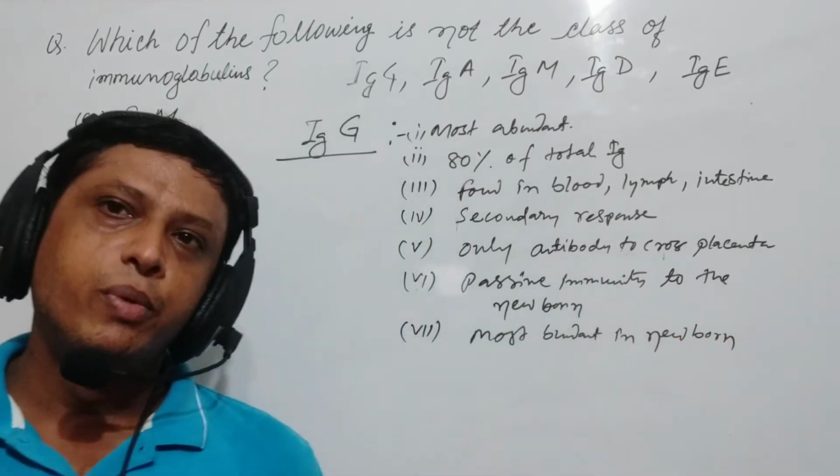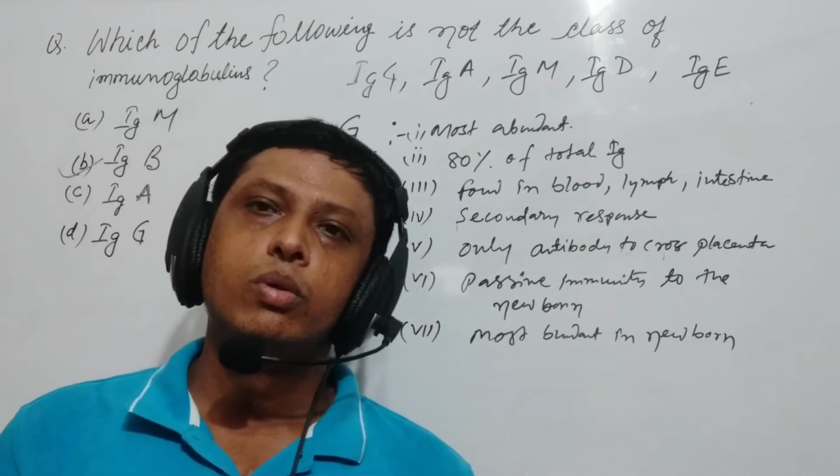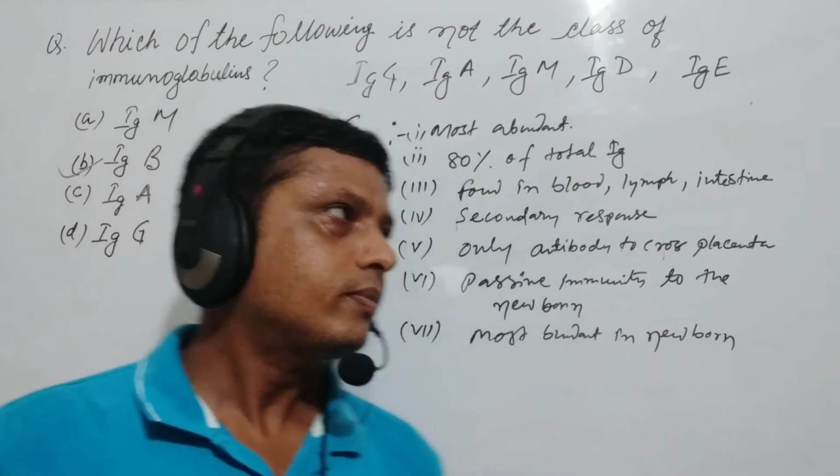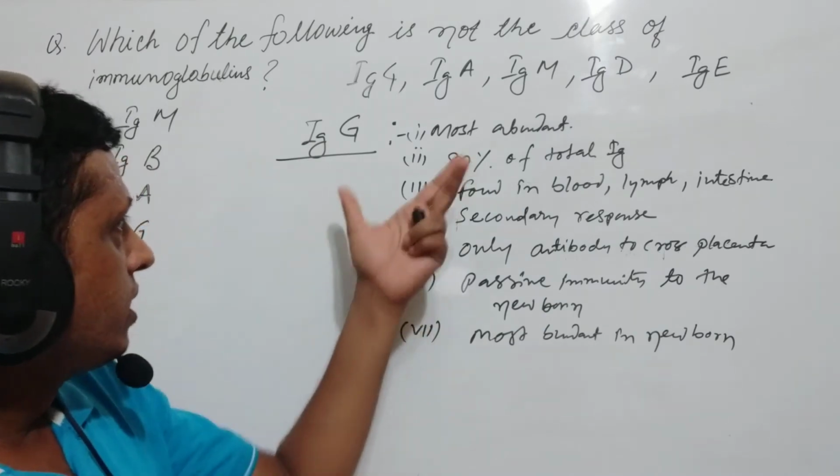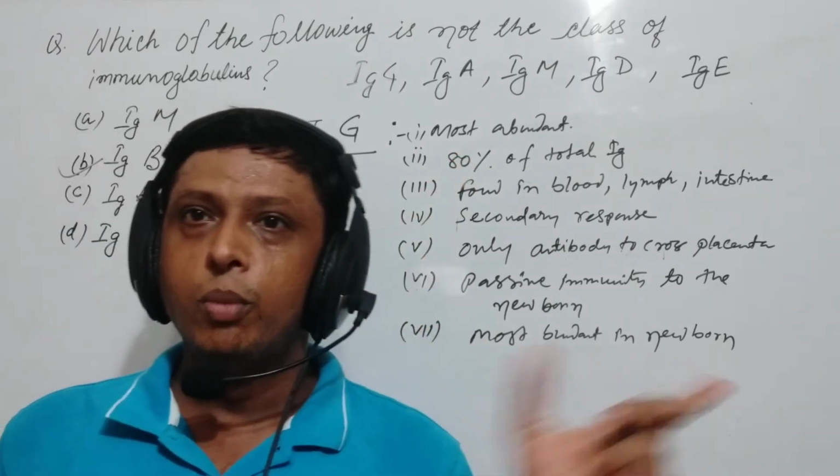IgG provides passive immunity to newborns up to 6 months. Okay, so this is about IgG, immunoglobulin G.